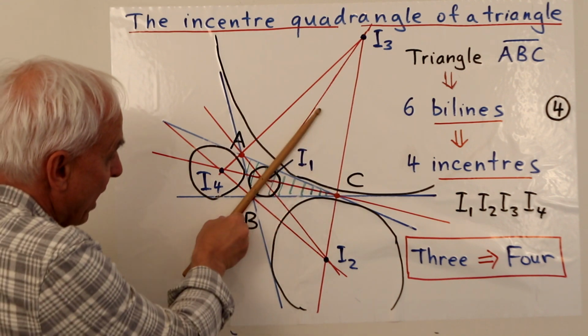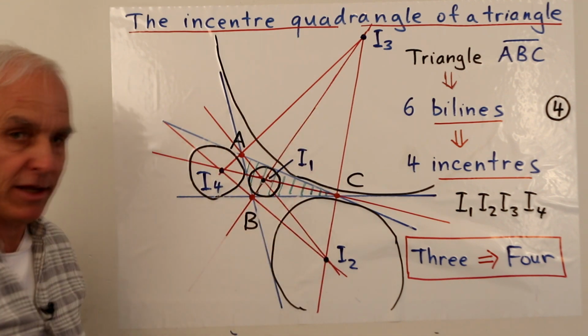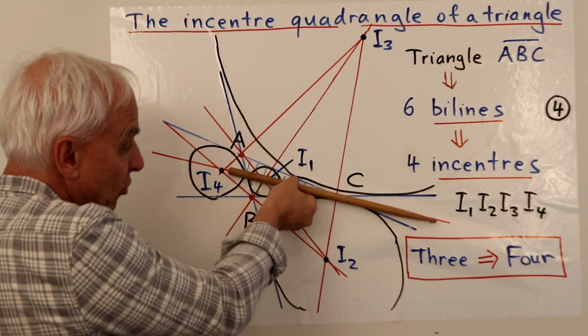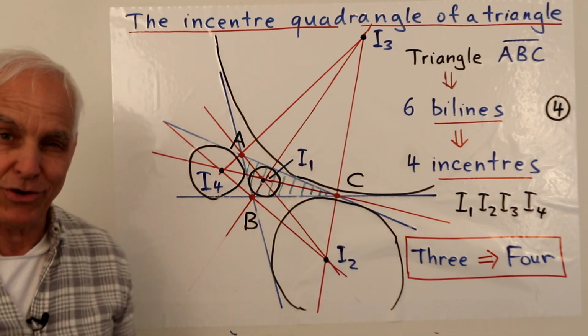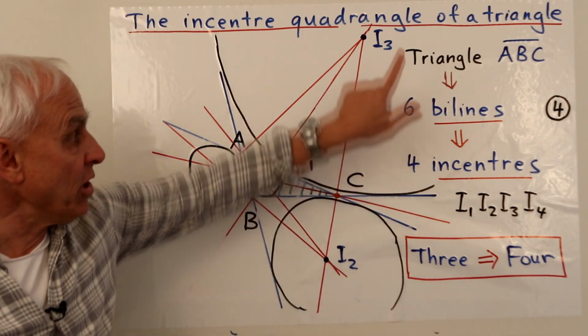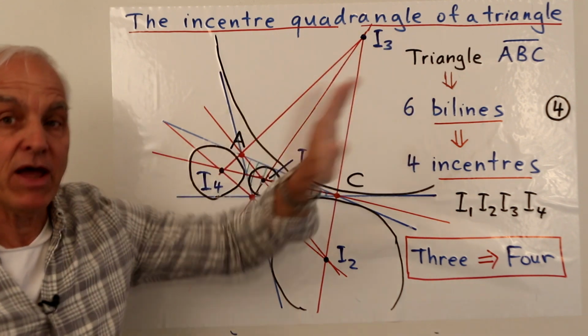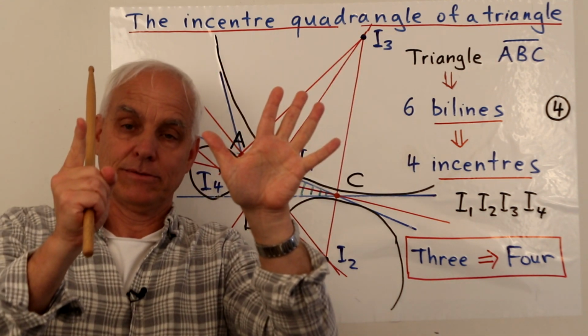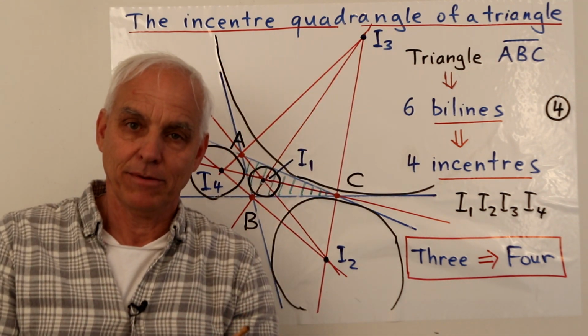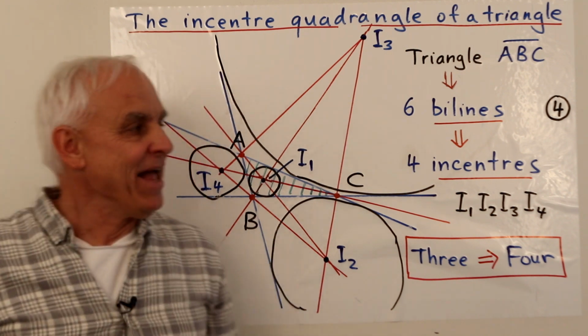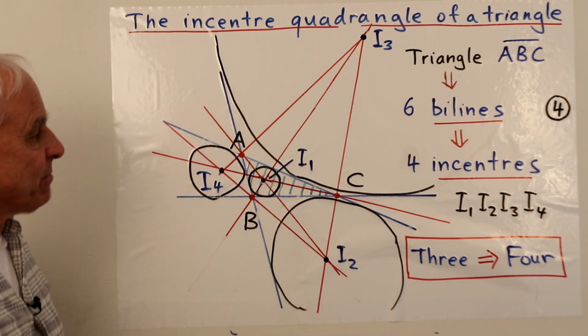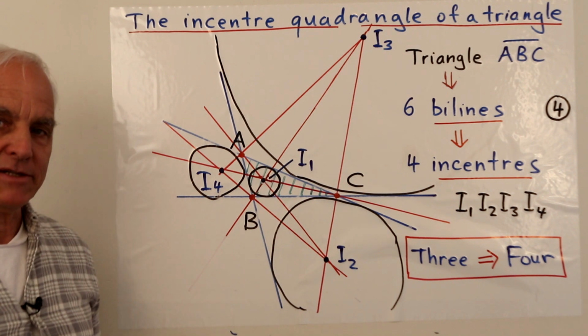We have these two bylines which are actually perpendicular at B. And we have these two bylines which are actually perpendicular at C. So starting with the triangle ABC, we actually have 6 bylines. Okay, that makes us happy because we like 6. All right. And then these 6 bylines meet in various places.